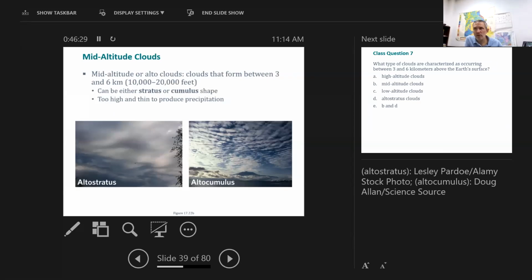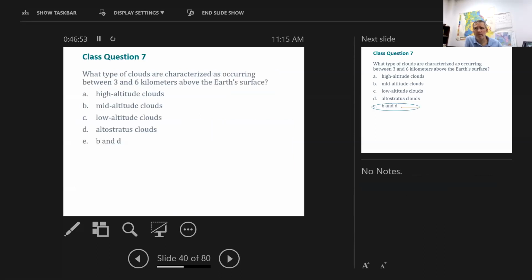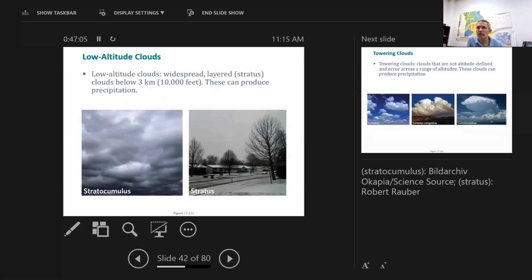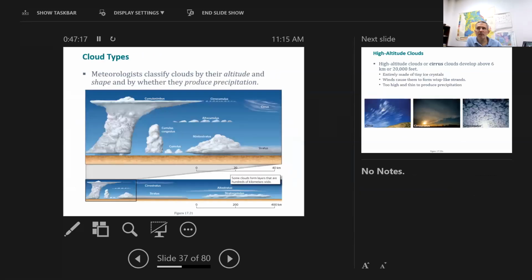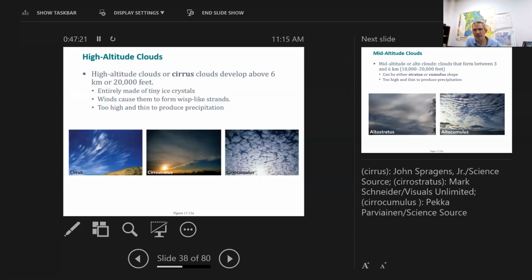The mid-altitude clouds, or alto clouds, are between 3 and 6 kilometers in height, or 10 to 20,000 feet approximately. They can either be stratus or cumulus clouds. Again, they're going to be too high and thin to produce precipitation. Again, the higher you go, the colder the air is going to be. So what kind of clouds are 3 to 6 kilometers above? Mid-level clouds, also called alto clouds. The word strata means layer, alto meaning middle. Cumulus are those puffy clouds, and cirrus are these thin, wispy mare's tail, mane of a horse, thin wisps of clouds.